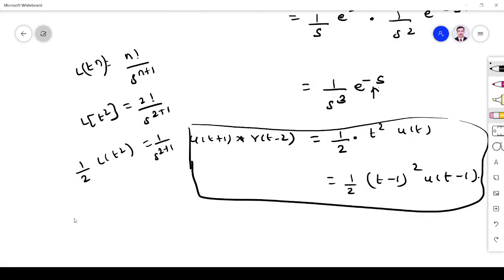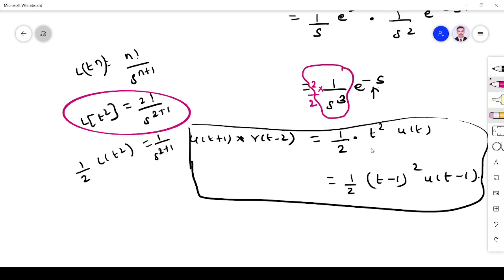This is the way we have to solve it. Otherwise, you may wonder how this 1 by 2 comes. Do this: multiply and divide by 2, because 2 by s cubed is the Laplace transform of t squared. I need the Laplace transform of t squared, and for that I need 2 by s cubed, so I will get t squared.